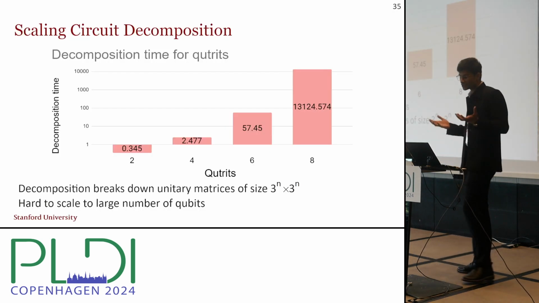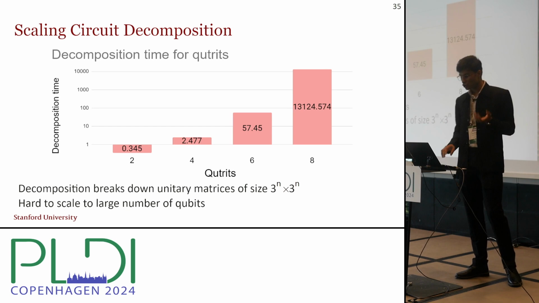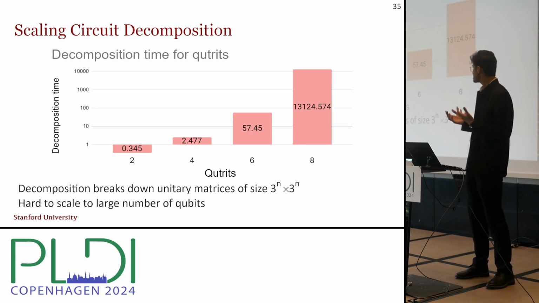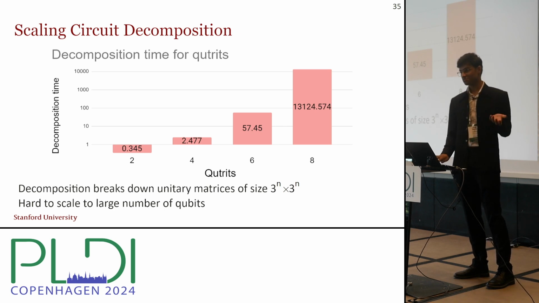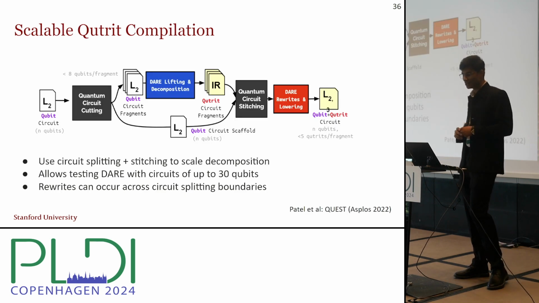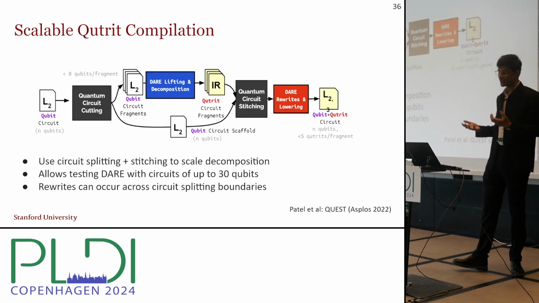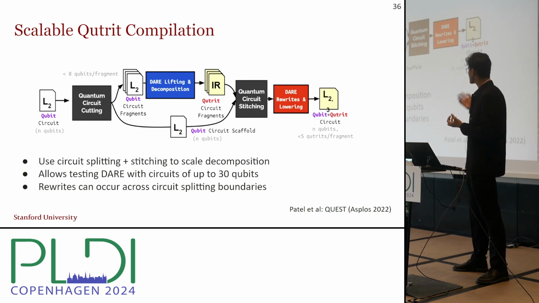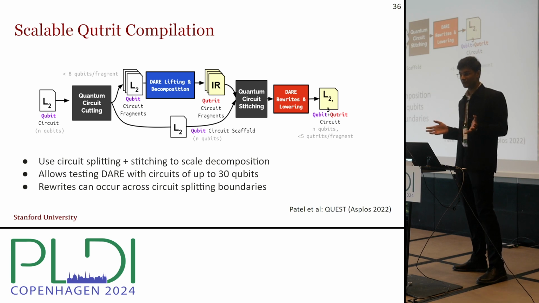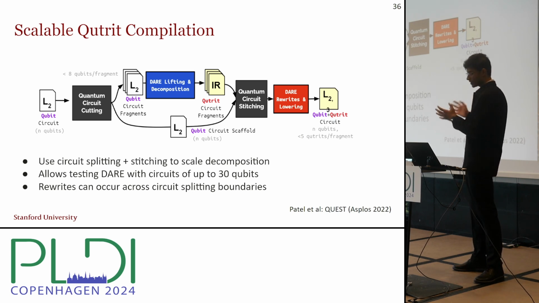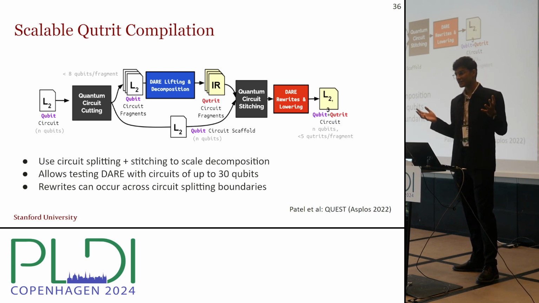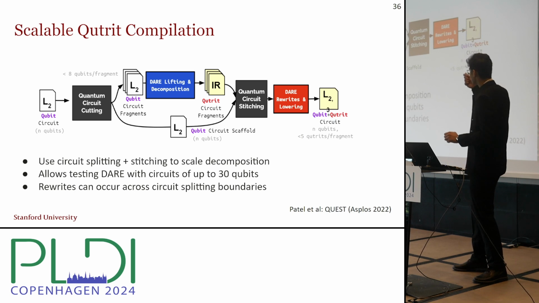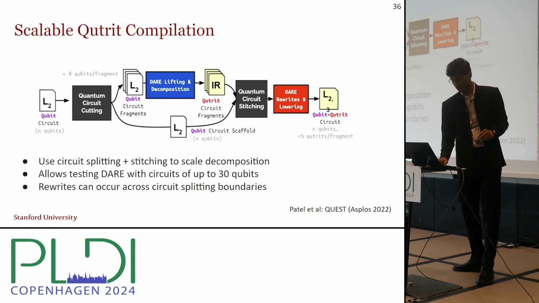That is that DARE starts off by decomposing unitaries. So this step needs to break down matrices of size 3 to the power n, which scale up in size exponentially. So for larger circuits, DARE simplifies this issue by partitioning the circuit into smaller sections with fewer qutrits each. This creates a much simpler decomposition process, after which the circuit can be assembled back together to apply rewrites, allowing them to occur across circuit splitting boundaries as well.